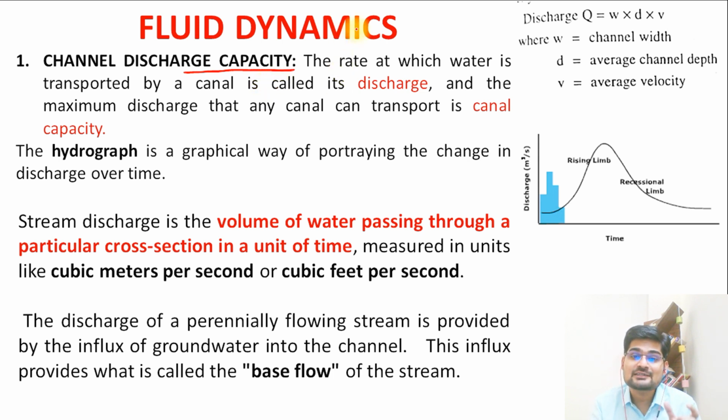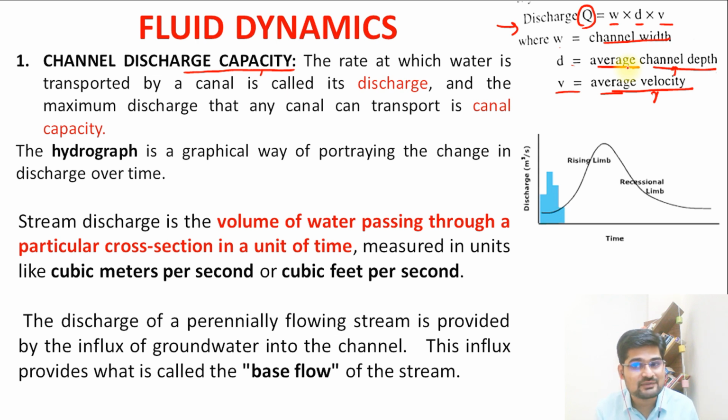When we study hydraulic geometry, fluid dynamics, and channel morphology, lots of things have been quantified. So remember how to calculate this discharge. This is the formula where Q is for discharge, and then we have W, D and V. W is channel width, obviously, D is the average channel depth, and V is the average velocity. Now here it is not simply channel depth or velocity, it is the average. It means at different points in this river, we take the depth and we measure the average depth.